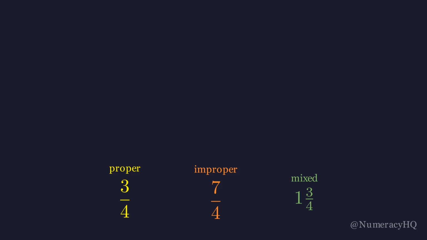And a mixed number combines a whole number with a fraction, like 1 3/4. Here's the key point. 7/4 and 1 3/4 are the same value, just written differently. You'll need to convert between them, and we'll cover exactly how in Chapter 5.